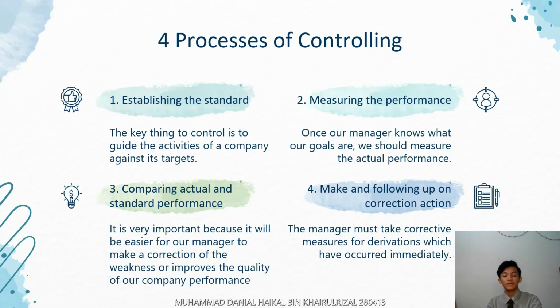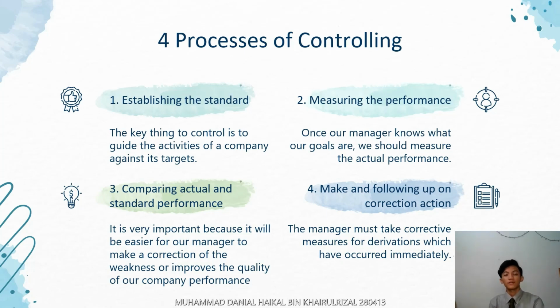Next, the second process of controlling is measuring the performance. Once a manager knows their goals, they should measure their actual performance. Performance levels are often easy to quantify but often difficult to determine. In our company, which is Strapit, the management is measured by first, the amount of profit, second, the level of productivity, third, efficiency of the technology.